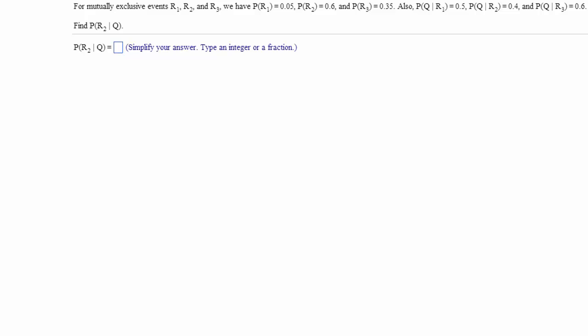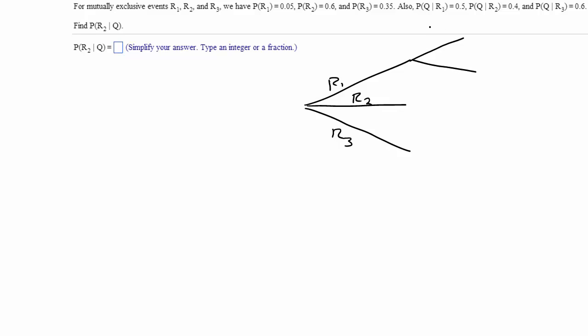We could still do this with a tree diagram very easily. So here's R1, R2, R3. And then you can see off of all of these, we have this Q. So either Q happens or Q doesn't happen, right? Because that's really the only thing that's happening here. Q and Q prime, Q, Q prime, Q, and Q prime. And then we could fill all these things in, right?